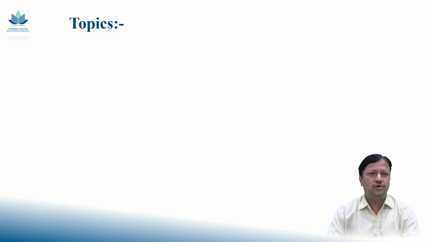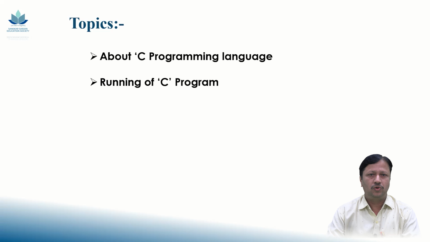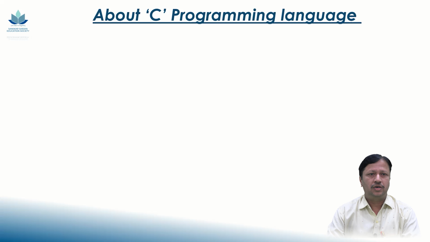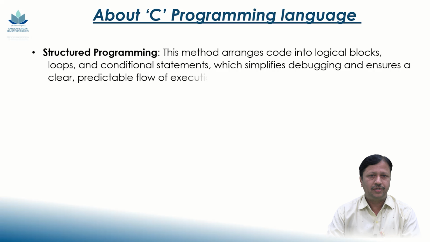In this session, I am going to discuss the C programming language, running of a C program, tokens, identifiers and constants. First, let's see about the C programming language. C is a structured programming language. This method arranges code into logical blocks, loops and conditional statements, which simplifies debugging and ensures a clear, predictable flow of execution. It helps developers write code that is easier to read, test and modify, improving overall development efficiency.